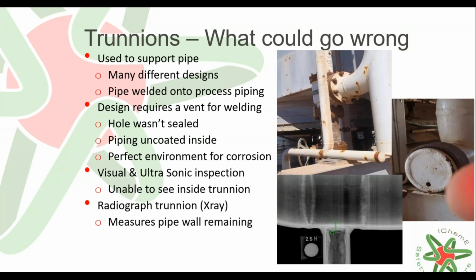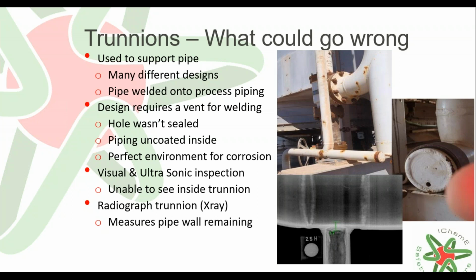And when we go back to those original assumptions, we talked about 100% visual. Obviously we can't see inside the trunnion, so we can't see what's going on the back of that piece of pipe. And we also are unable to UT there because we can't actually get the ultrasonic thickness tool to the back of that elbow. So alas, we are engineers, we have solutions.